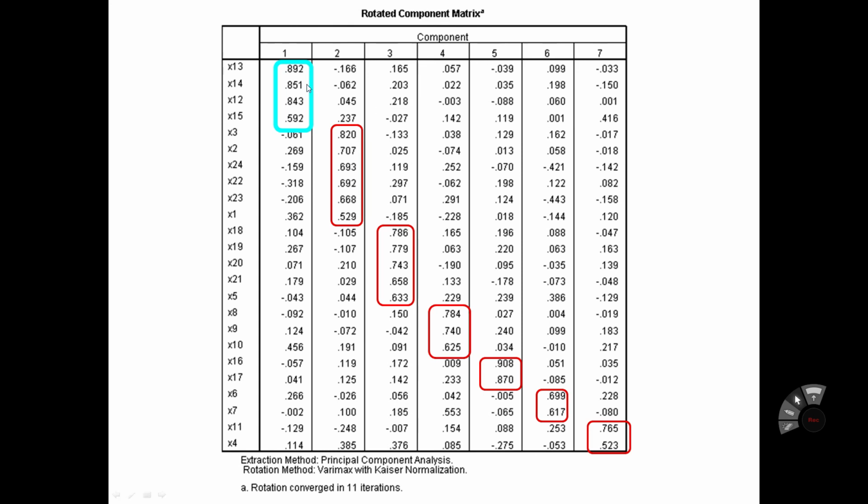As you can see from the exploratory factor analysis, the first factor is explained by 4 variables: x13, x14, x12, and x15. The second factor will be explained by how many? 6 variables: x3, x2, x24, x23, x22, and x1. Those factor loadings should be higher than or equal to 0.5. The third factor will be explained by how many? 5 corresponding variables: x18, 19, 20, 21, 5, and something like that.